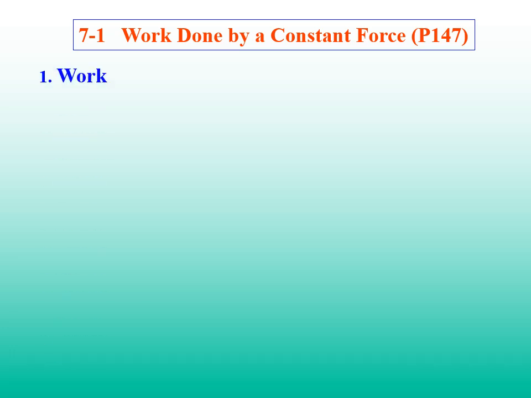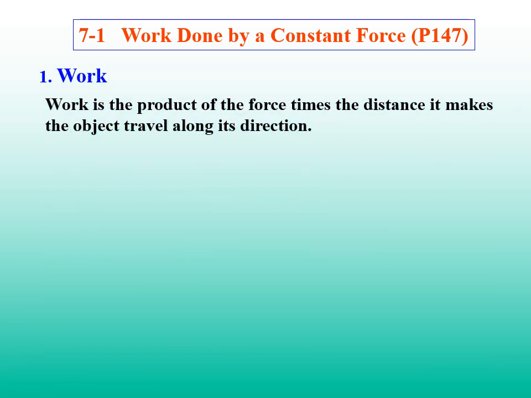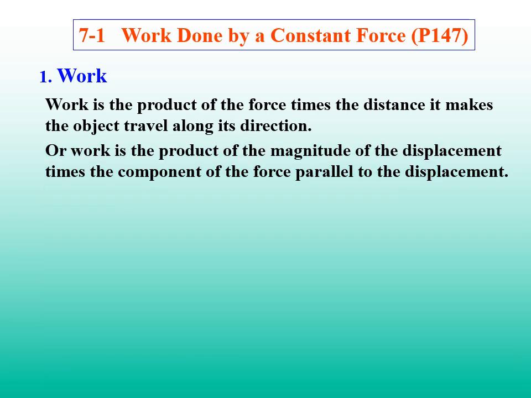In physics, work is what has been accomplished by the action of a force when it acts on an object over some distance. By definition, work is the product of the force times the distance it makes an object travel along its direction. Or to say, work is the product of the magnitude of the displacement times the component of the force parallel to the displacement.